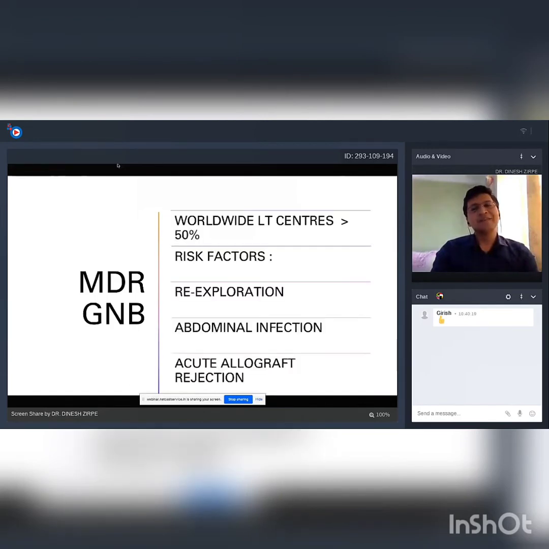So worldwide, more than 50% of post-transplant recipients have GNB infection. Of the total, 50% is caused by MDR GNB organisms. The risk factors include re-exploration, abdominal infection, and ACR, acute cellular rejection or acute allograft rejection. So if you have any of these, definitely we should upgrade to an antibiotic which covers them.